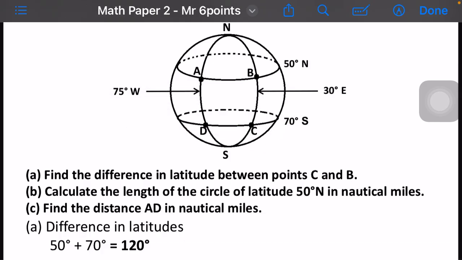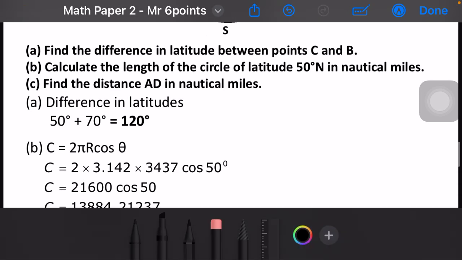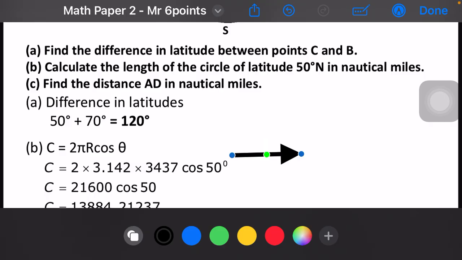Okay, let me show you what I'm talking about, which is here. Like I said, when you have different directions, you simply add the degrees here. You have 50 plus 70. Your answer will be 120 degrees. Hence, this is the difference in latitudes.